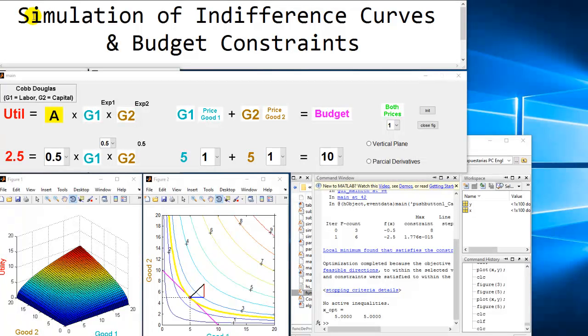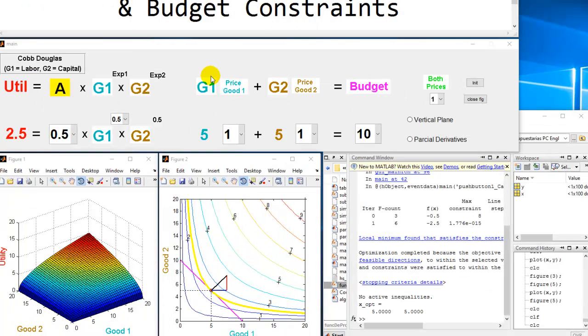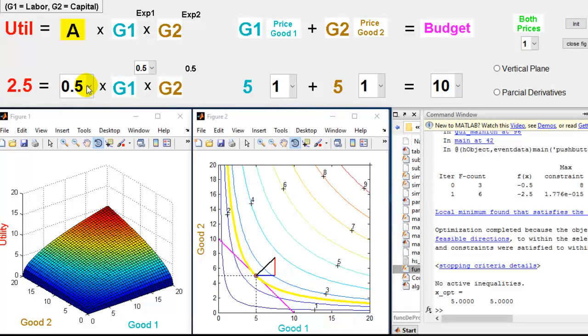Hello, in this video we are going to see a simulation of indifference curves and budget constraints. In the previous video we have seen that if this is the utility function that has this graph, and this is the budget constraint that is represented by this magenta line, then we get the maximum utility subject to this budget constraint at this point, (5, 5).